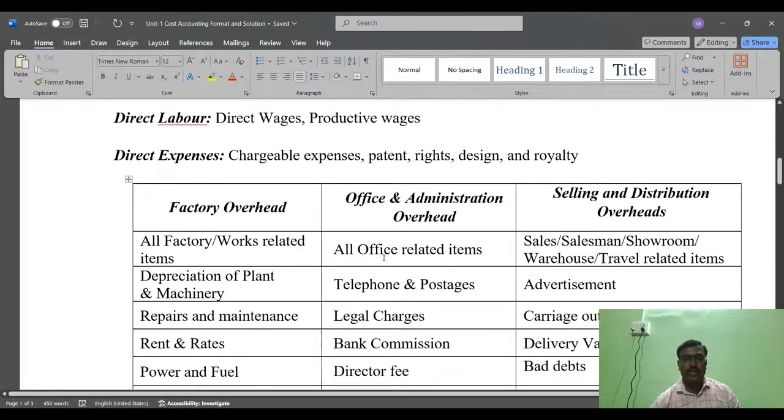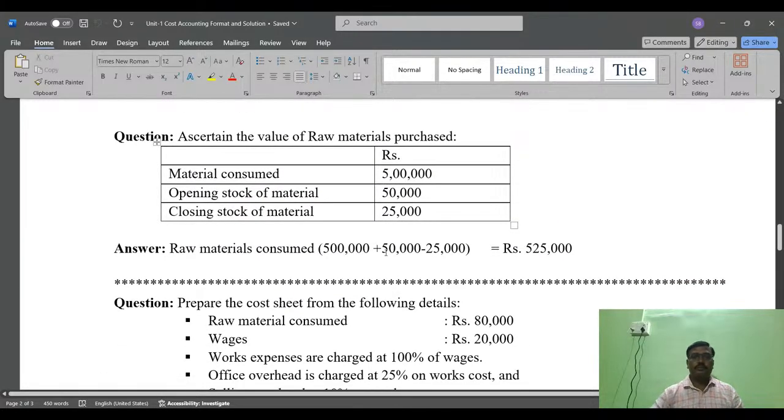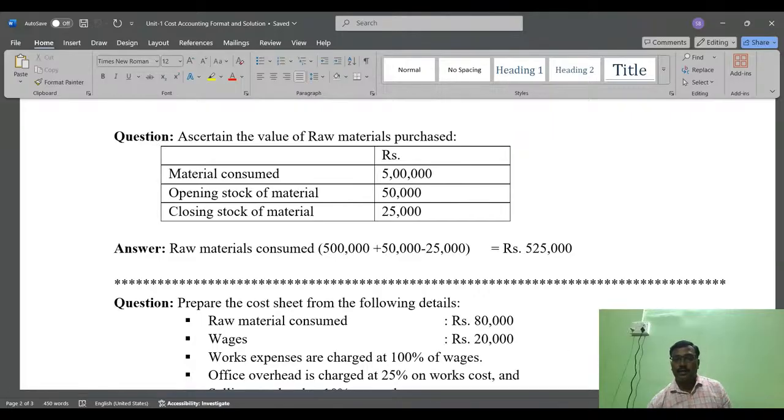Here, let me give one case. Could you see it here? Raw material consumed, in this question, is 5 lakh. Opening stock is 50,000. Closing stock is 25,000. What is the amount of direct material?